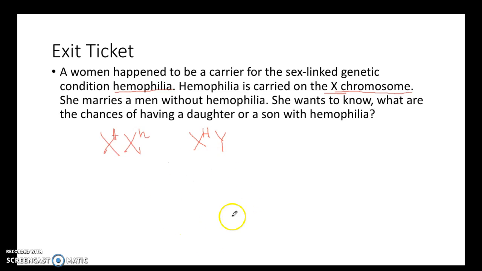So I want you to make sure that you finish that cross on your paper and that you write down the percentages for either having a boy or a male with hemophilia. So what are the percentages of these? And having a female with hemophilia. So make sure that you answer those questions on your paper and you provide an answer on the paper.